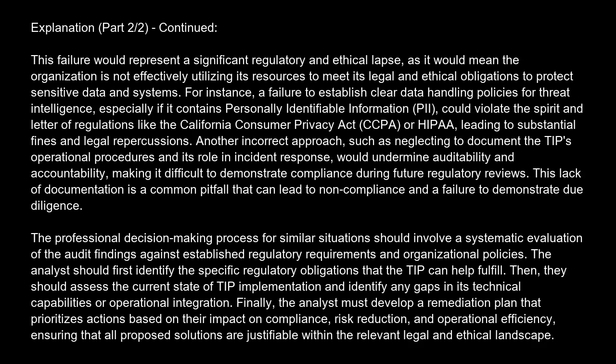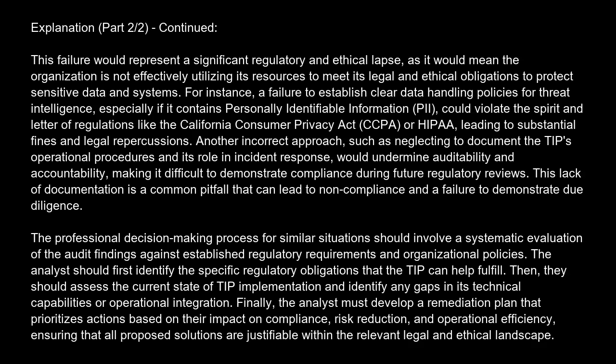For instance, a failure to establish clear data handling policies for threat intelligence, especially if it contains personally identifiable information, PII, could violate the spirit and letter of regulations like the California Consumer Privacy Act, CCPA, or HIPAA, leading to substantial fines and legal repercussions.